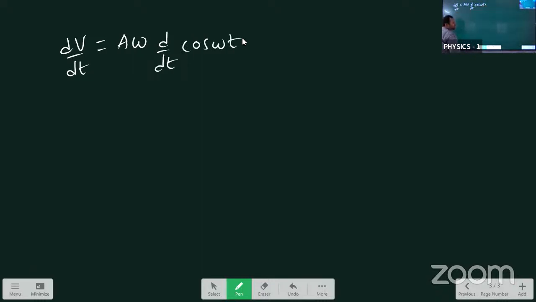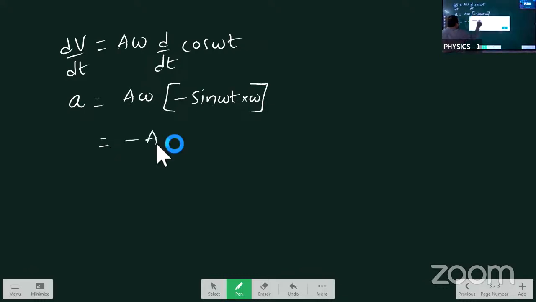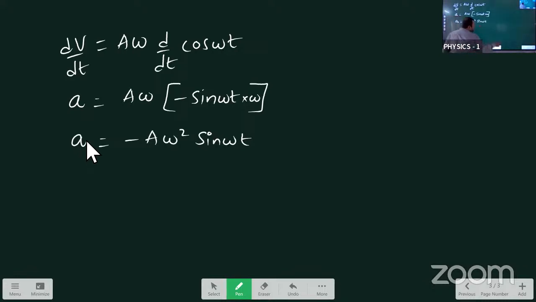Then what are we getting? The rate of change of velocity is nothing but acceleration. A omega is obviously constant. What is d by dt of cos omega t? Minus sin omega t into omega. So this omega outside, minus outside: A omega into omega, omega square, sin omega t. This is the formula after differentiation. So we are writing A sin omega t.